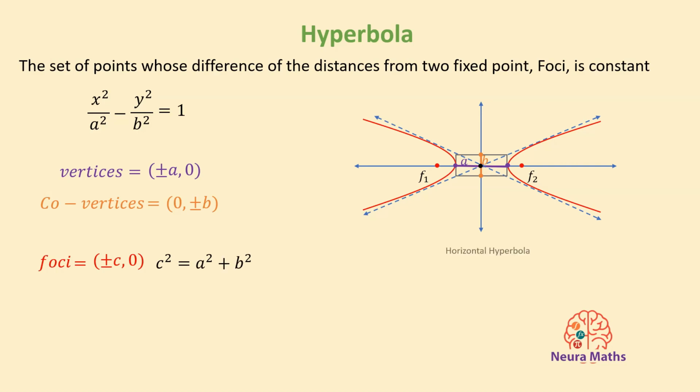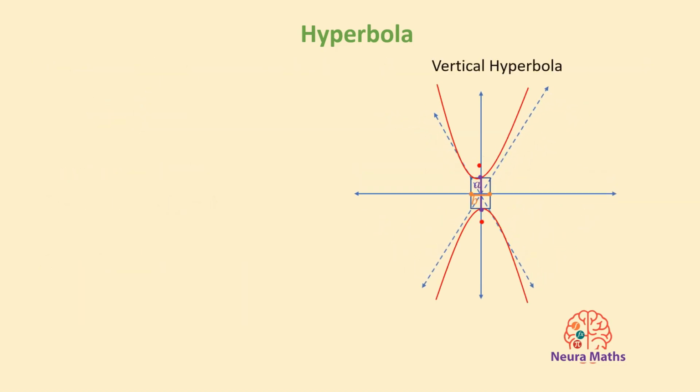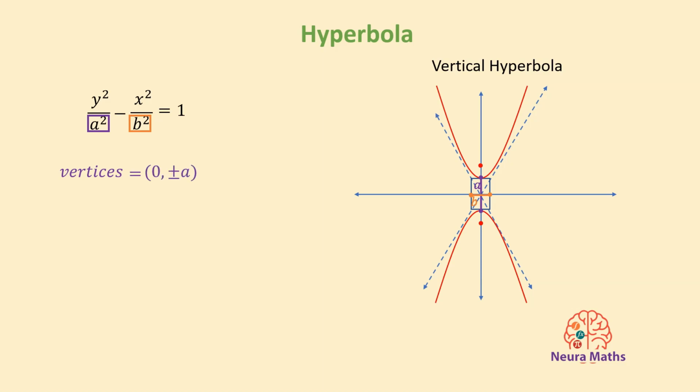A hyperbola could be either horizontal or vertical. The horizontal hyperbola has the x term first, but the vertical hyperbola has the y term first. In both cases the denominator of the first term is half the major axis, and the denominator of the second term is half the transverse axis. The vertices are a steps away from the origin on the y-axis. The co-vertices are b steps away from the origin on the x-axis. The foci exist on the transverse axis, which is now the y-axis, and are c away from the origin, where c squared is equal to the sum of the two denominators of each equation, a squared plus b squared.